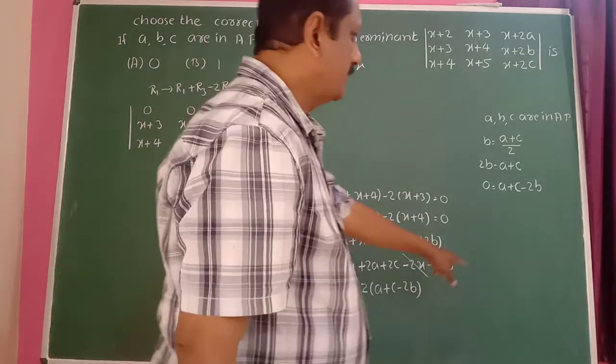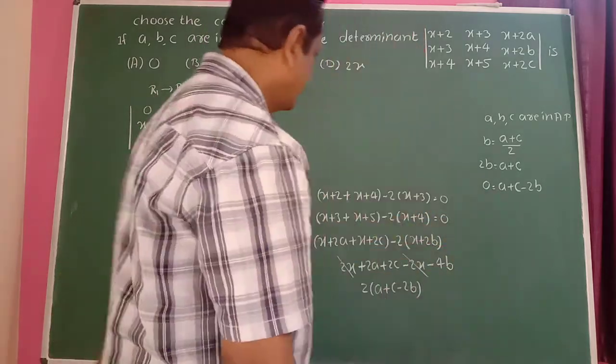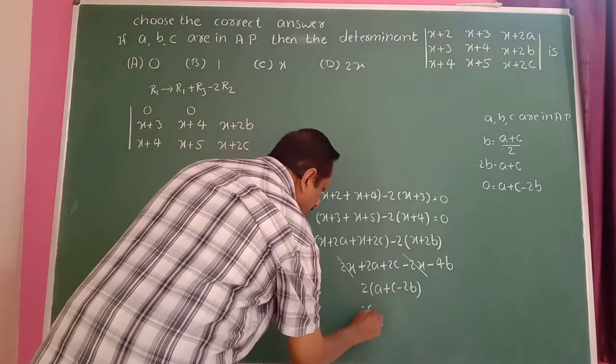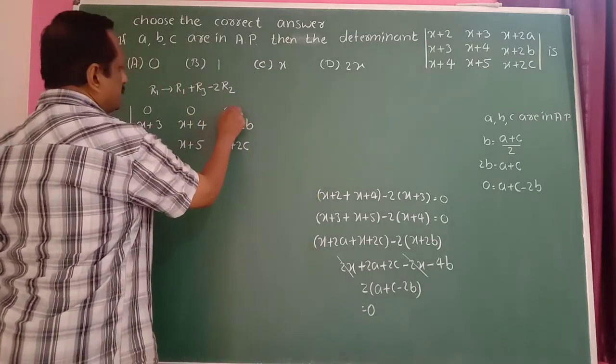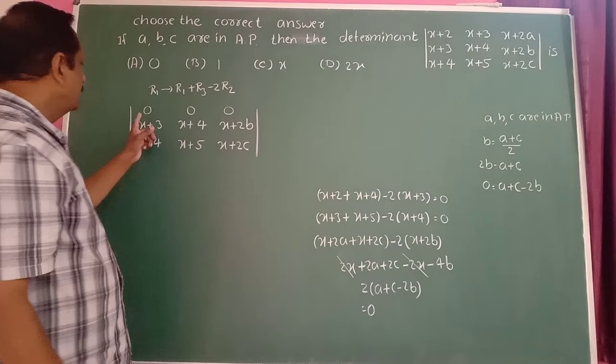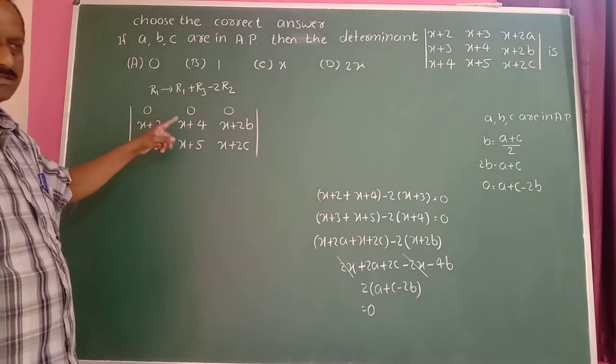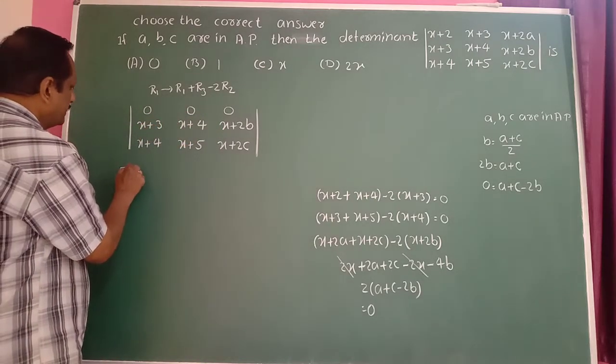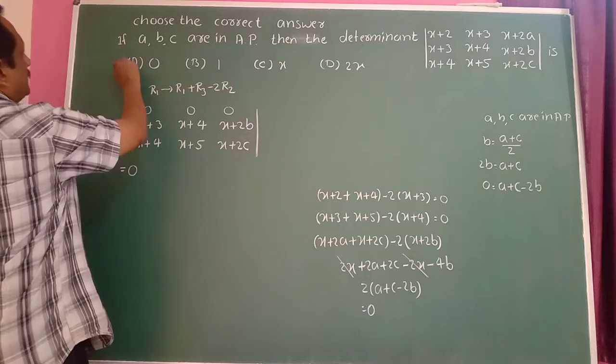So you know a plus c minus 2b is 0. So therefore this becomes 0. Even this is also 0. Therefore the elements in the first row are all 0 here. So the value of the determinant is 0. So the first option is correct.